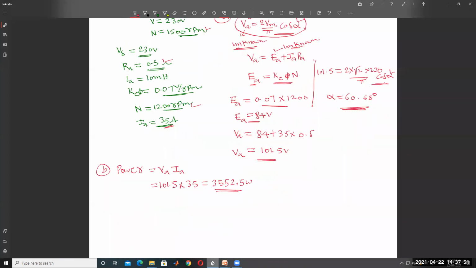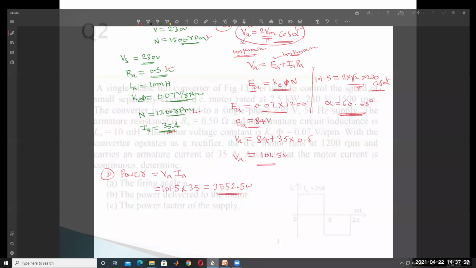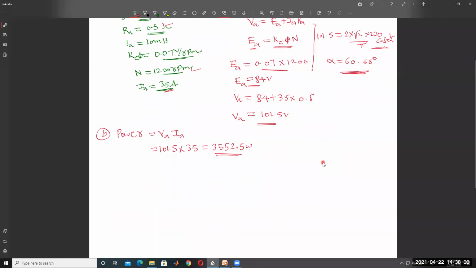And then the third question, C, is the power factor of the supply. For this, what is the source current waveform? This is the source current waveform. By using this, is it possible to find the current? Here IA is equal to 35 amps, with pi, 2 pi on the omega t axis, starting from 0.